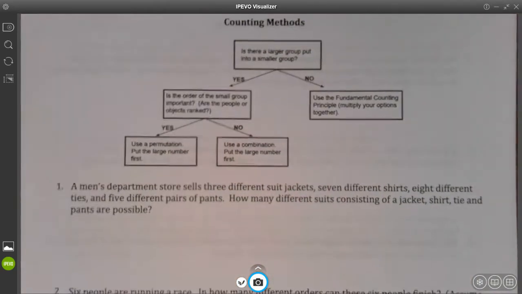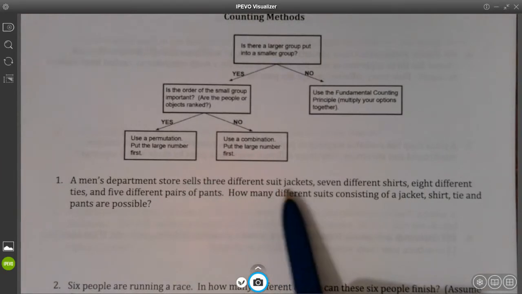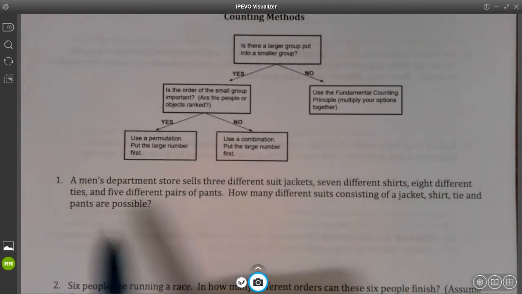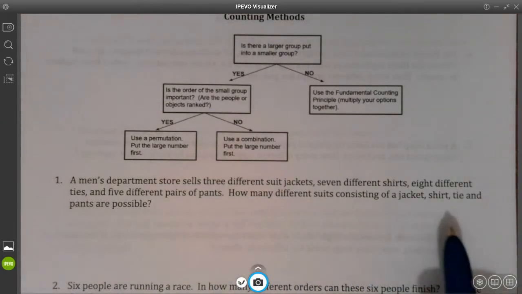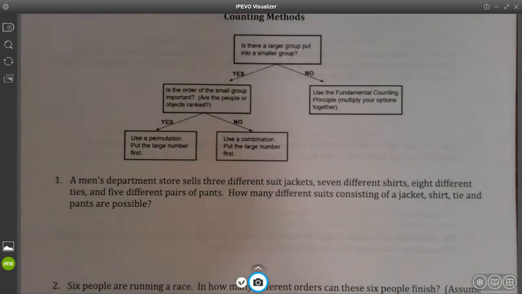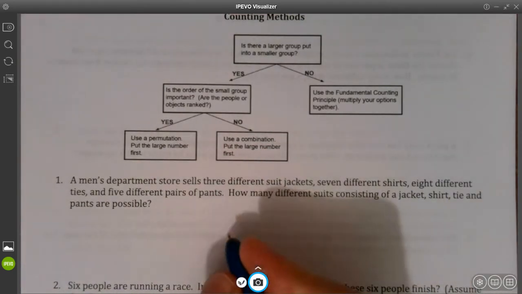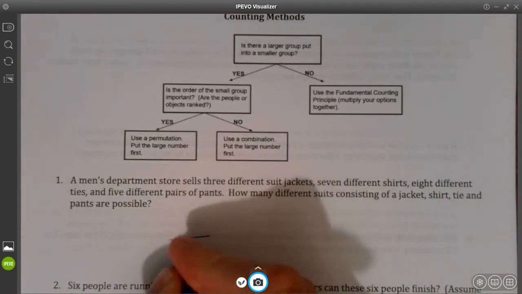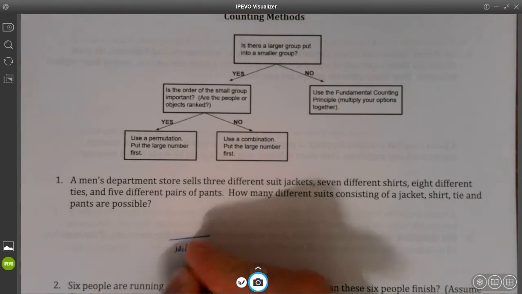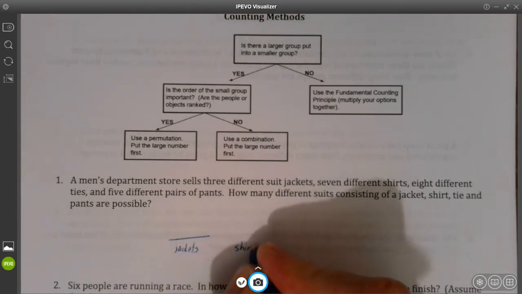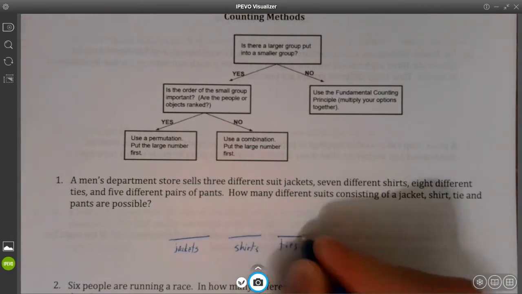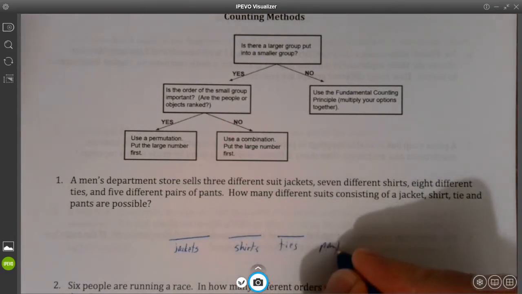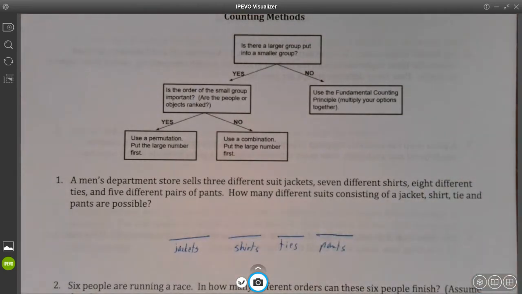A men's department store sells 3 different suit jackets, 7 different shirts, 8 different ties, 5 different pairs of pants. How many different suits consisting of a jacket, shirt, tie, and pants are possible? We're assuming everything matches, so let's just jump in. So we're going to have jackets, and we're going to have shirts, and we're going to have ties, and we're going to have pants. And we're going to multiply our options together.